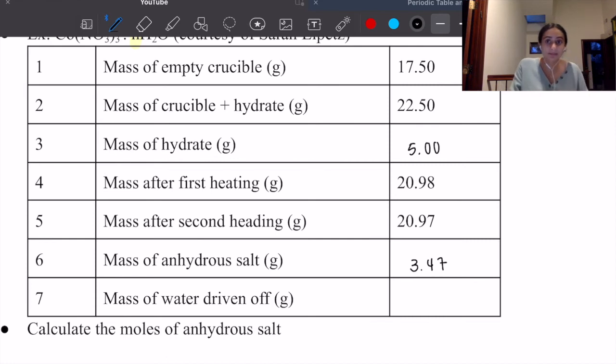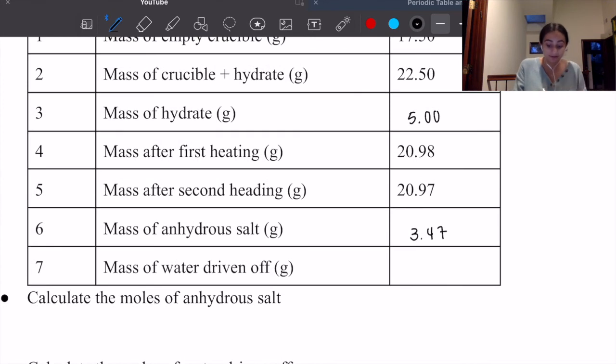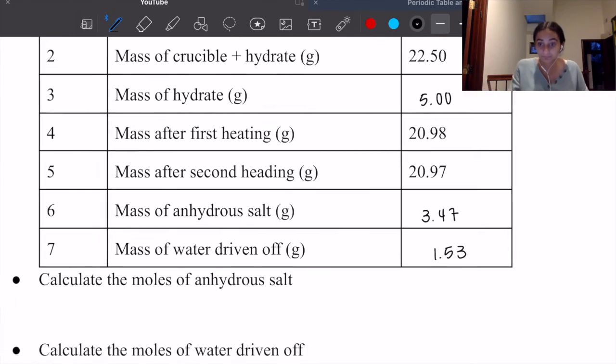Finally, we want to find the mass of the water driven off. So that is going to be the mass of the hydrate minus the mass of the anhydrous salt. Because if you think about it, the hydrate had the water in it and the anhydrous salt does not. So we would subtract those two to get the mass of the water.